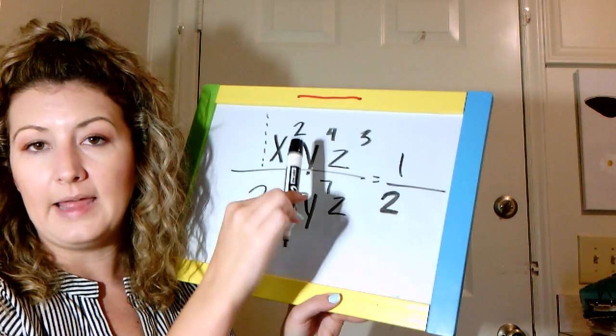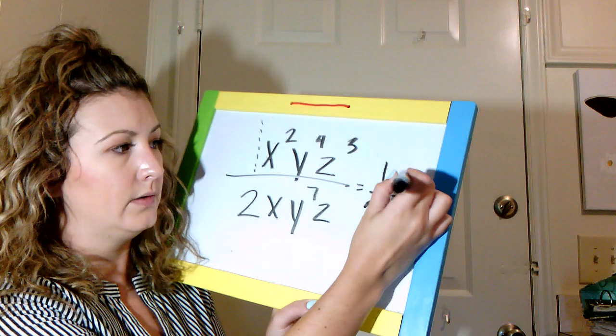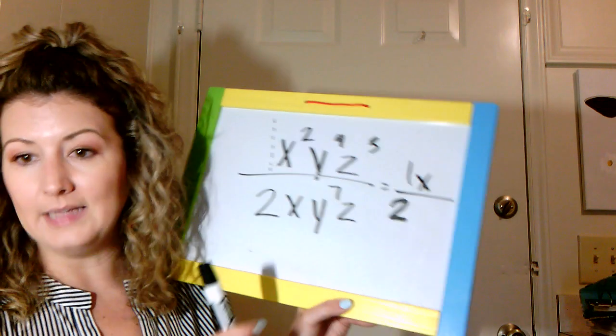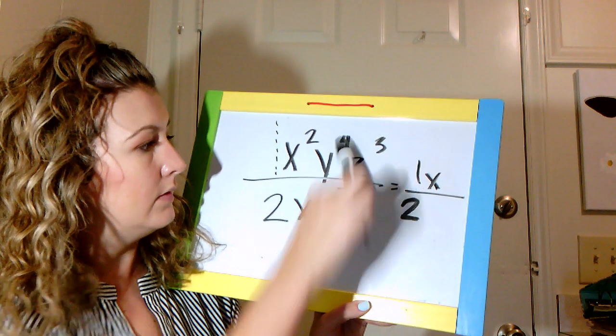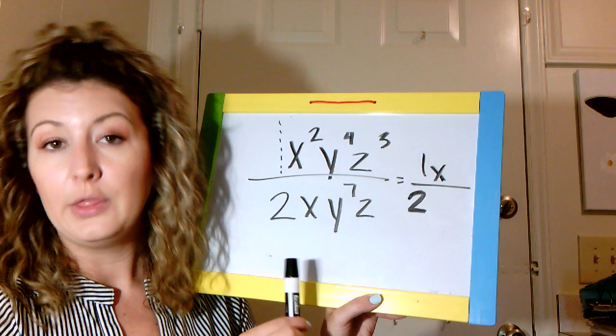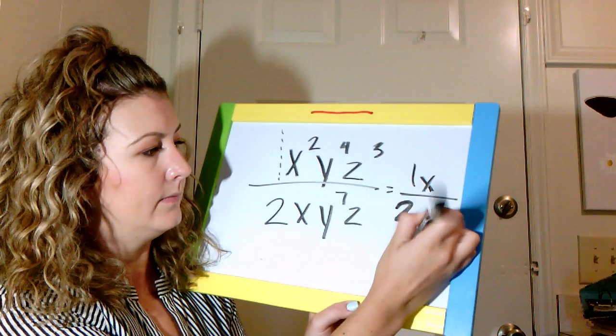Where's there more? Up top. How many more? 1 more. Let's look at our y's. Where is there more? On the bottom. How many more? What's the difference in 4 and 7? 3.